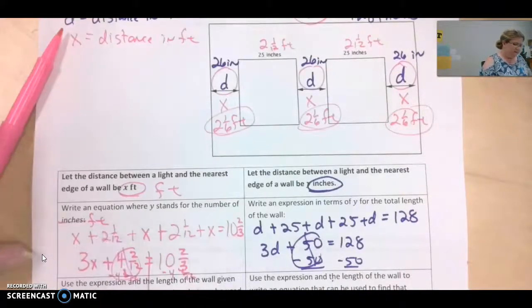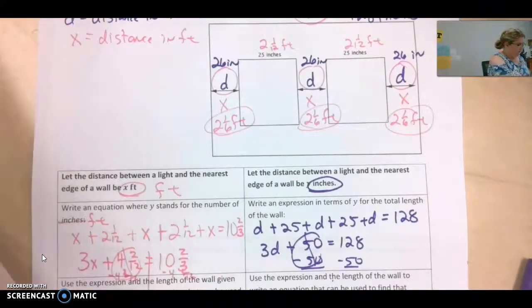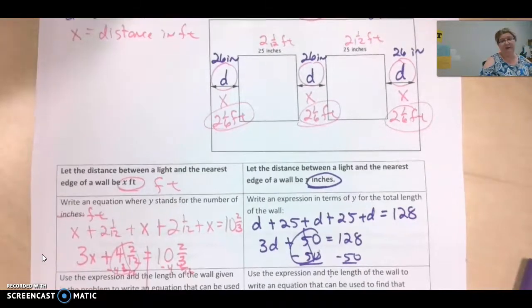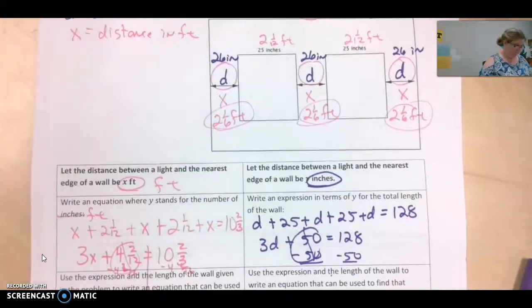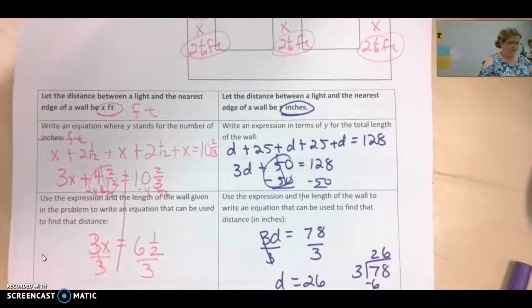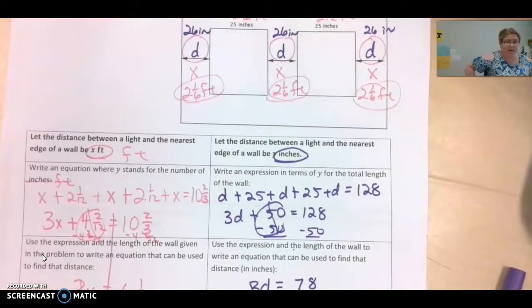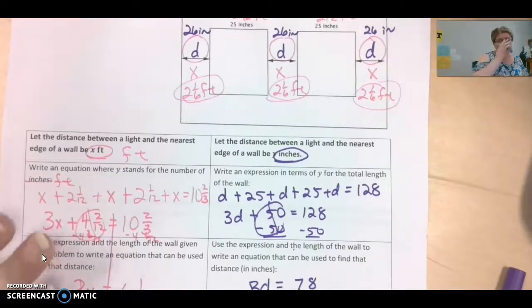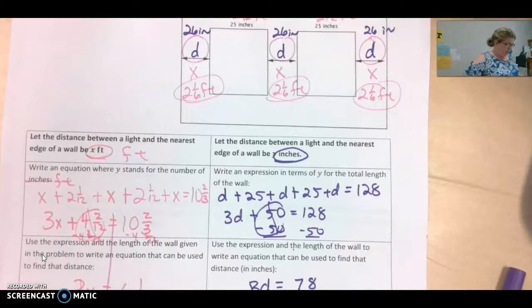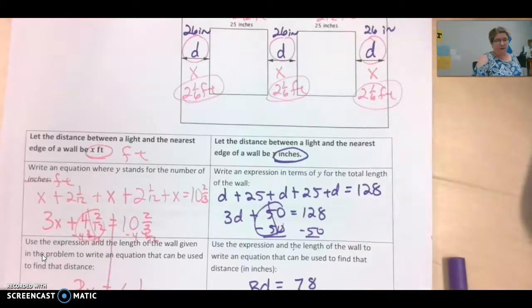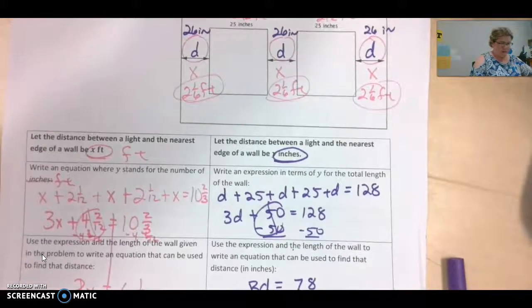And this is a good problem to show why it's important to be very careful with your labeling. Honestly, this is the third time that I've written this down, because the first time I kept getting my words jumbled and I was saying inches instead of feet. So, be very careful and precise with your labeling. Take it slow and that will help you.